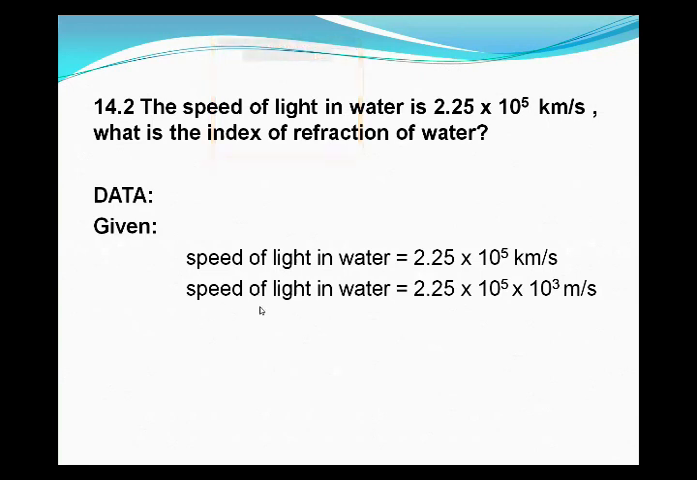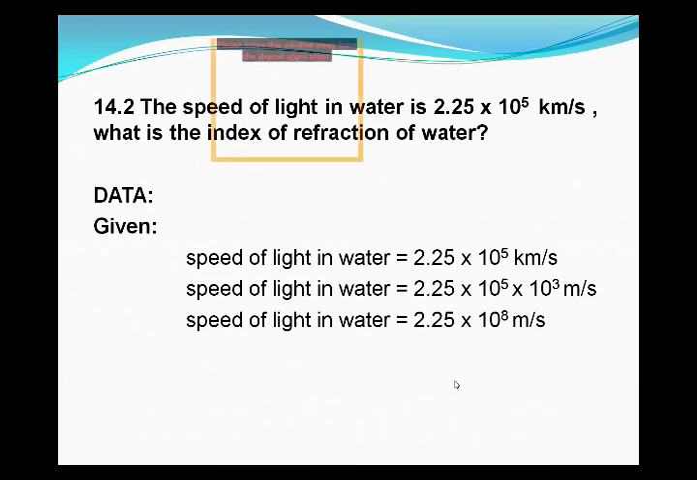So we can say that the speed of light in water is equal to 2.25 multiplied by 10 raised to the power 5 multiplied by 10 raised to the power 3 meter per second. After that, we will calculate it. In mathematics, we know very well in multiplication, when the bases are similar, then the powers will be added. So here the base is 10, here the base is 10. Both are similar, so we will just add their powers. Here the power is 5 and here the power is 3, so it will become 8. So in the next step, we will write 2.25 multiplied by 10 raised to the power 8 meter per second.